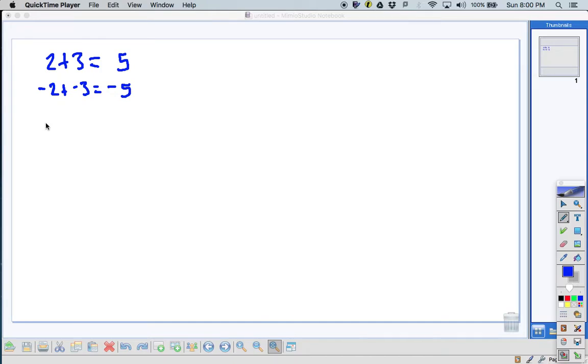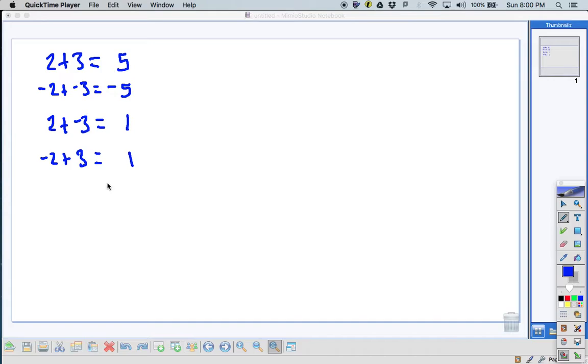Now, the other option you have is one sign of each. Let's say that I had 2 plus a negative 3, or negative 2 plus 3. When you have one sign of each, you're going to end up subtracting. We always subtract big minus small. So we're going to go 3 minus 2 is 1, and we're going to do the same thing here: 3 minus 2 is 1.